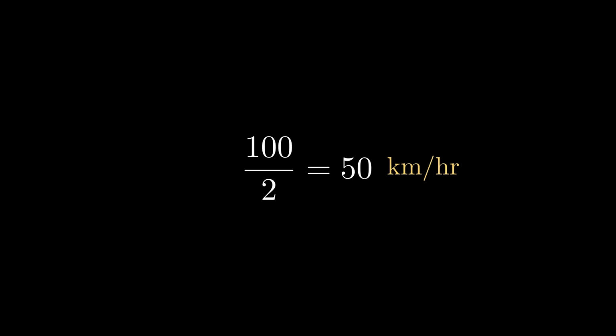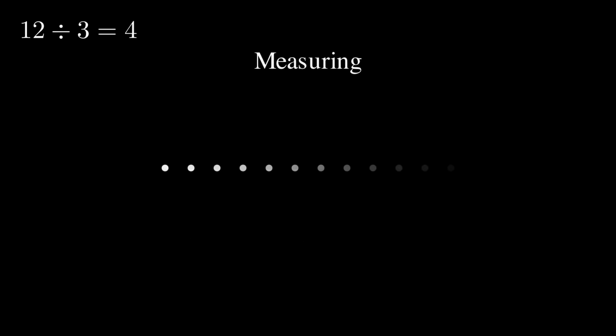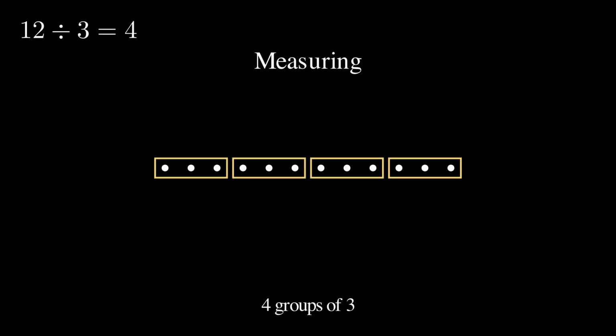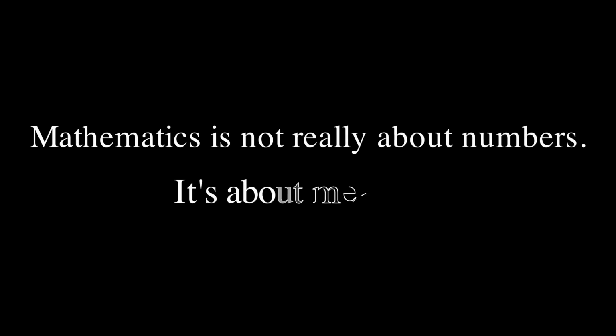Now let's talk about division itself. Most people learn that 12 divided by 3 equals 4. Simple enough. But have you ever thought about what division is actually doing? There are two ways to see it. First, sharing. If 12 candies are shared equally among 3 children, each child gets 4 candies. Second, measuring. How many groups of 3 candies can fit inside 12 candies? Again, the answer is 4. Same calculation but different interpretation. Because mathematics is not really about numbers, it's about meaning.